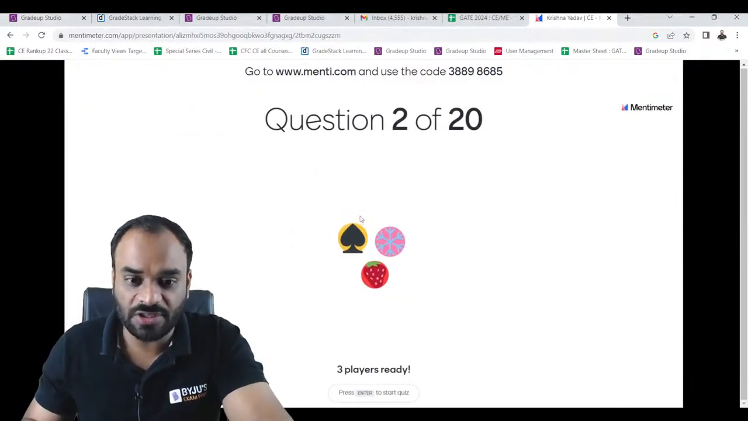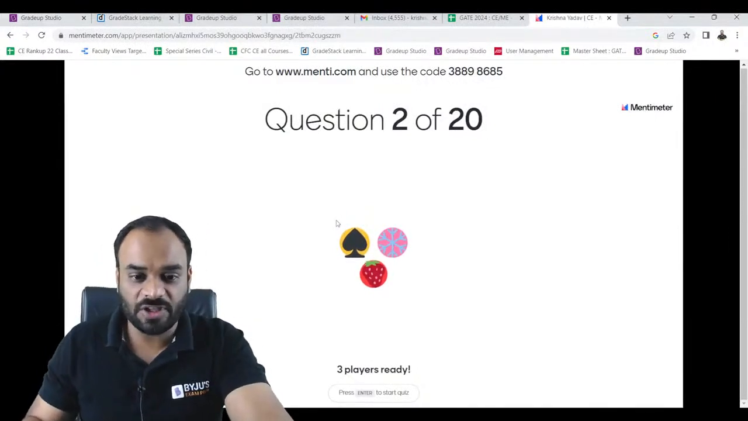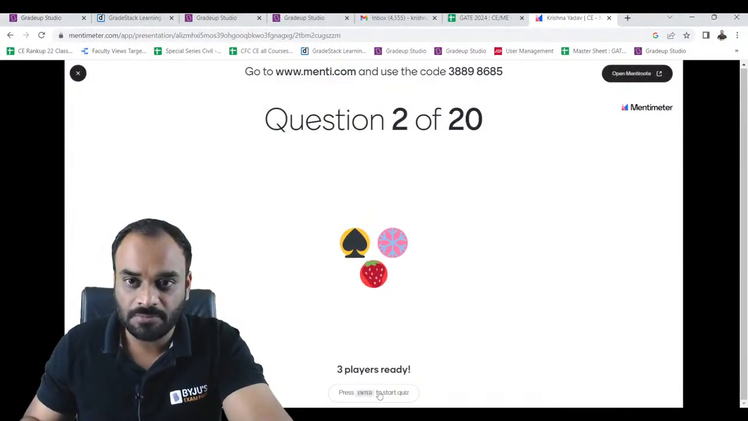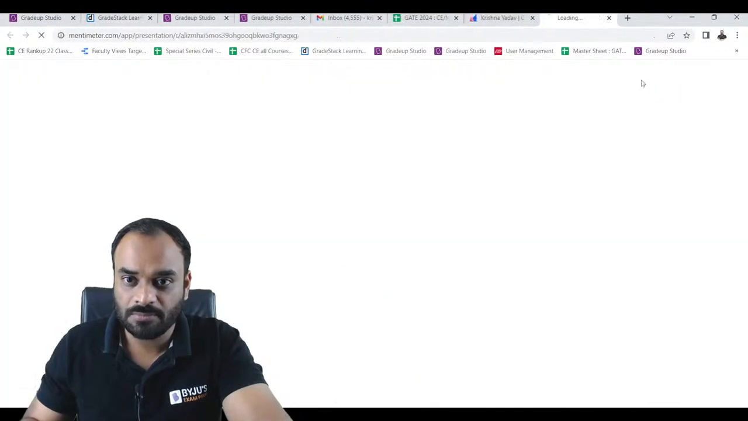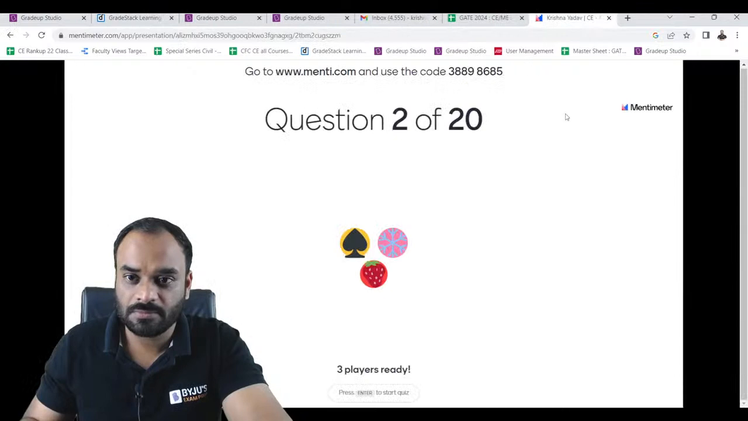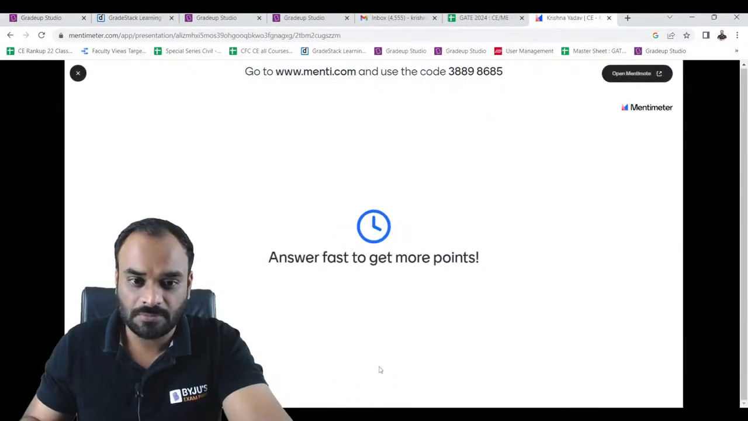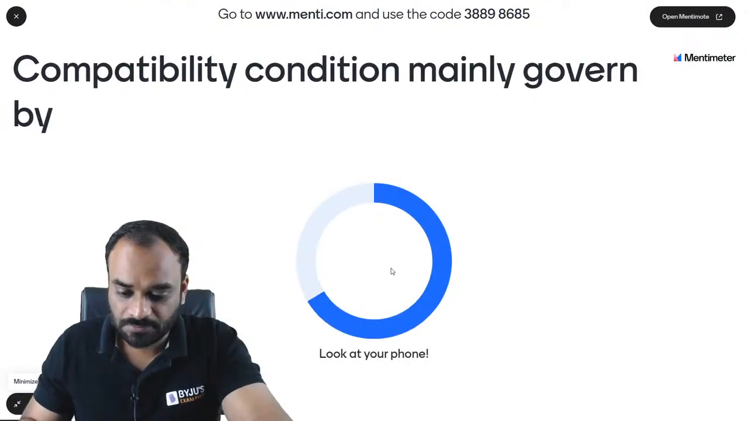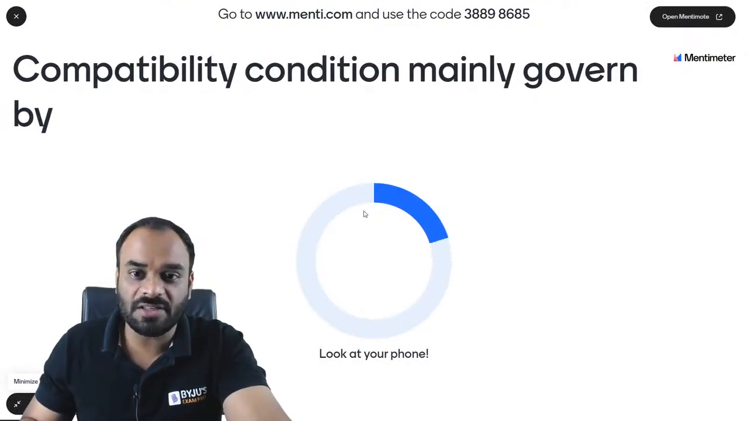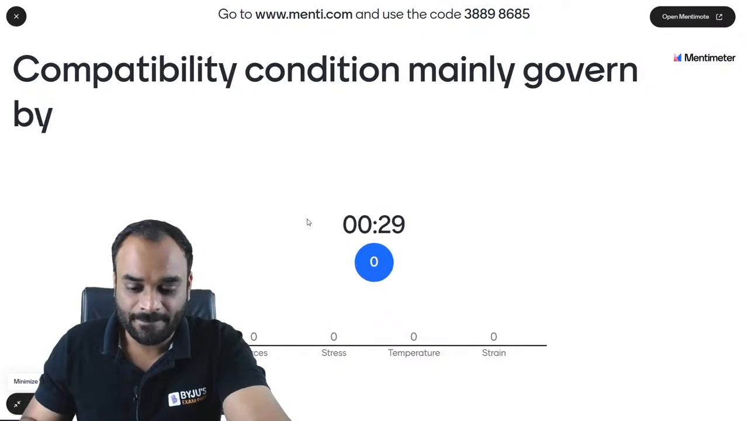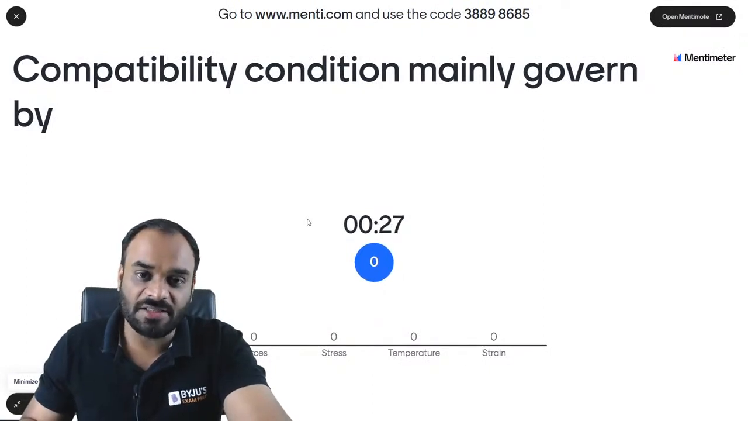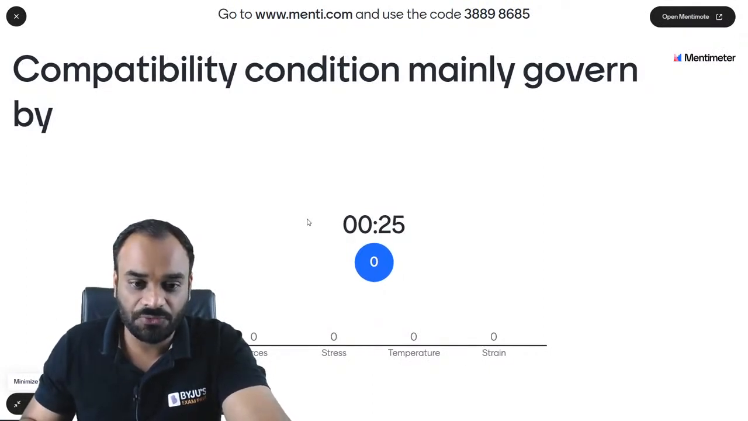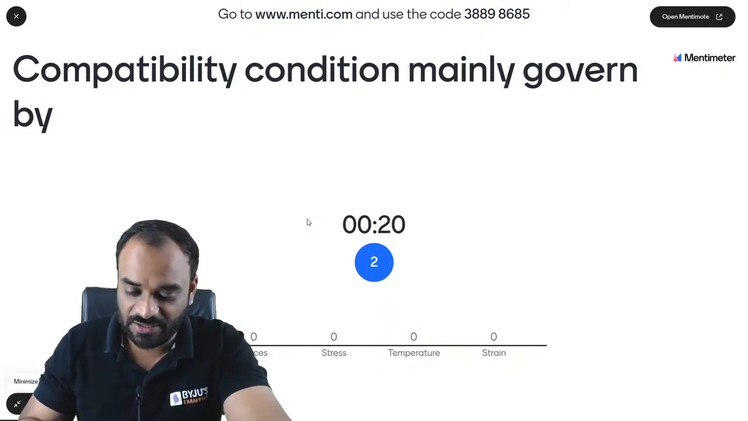Okay, next question, guys. Please be ready for this particular problem. Compatibility condition mainly governed by what? Compatibility condition mainly governed by what? Force, stress, temperature or strain?